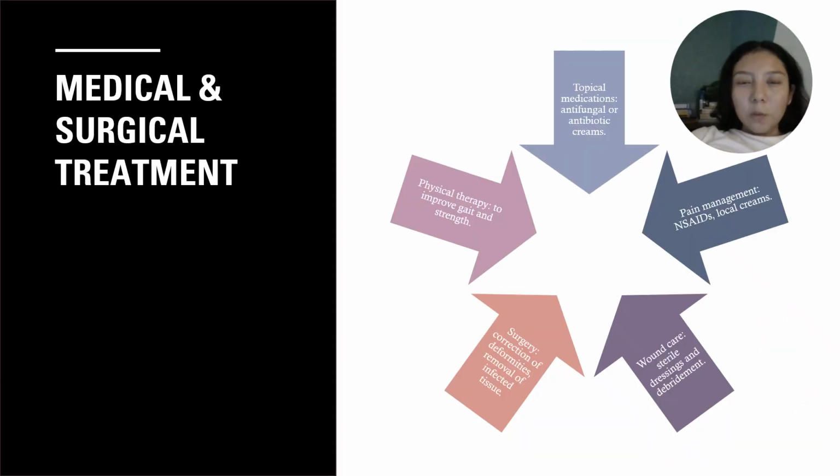Okay, so now a quick little review of surgical and medical management. So first, topical medications like antifungal or antibiotic cream are used to treat infections. You can also do pain management like NSAIDs or local creams to reduce the discomfort. Wound care is big here. Now you need to do sterile dressings and debridement to promote healing and prevent infection. And surgery may also be necessary to correct any sort of deformities or remove infected tissue. And then finally, physical therapy to help improve gait, strength, and support overall mobility.